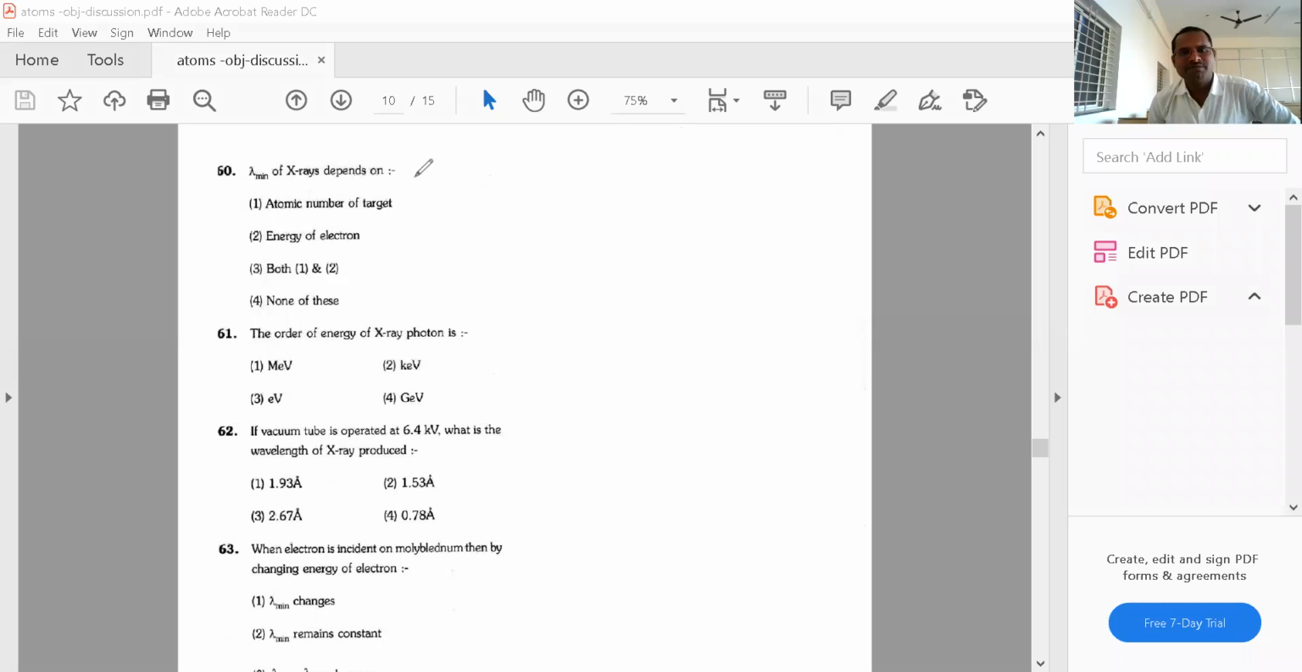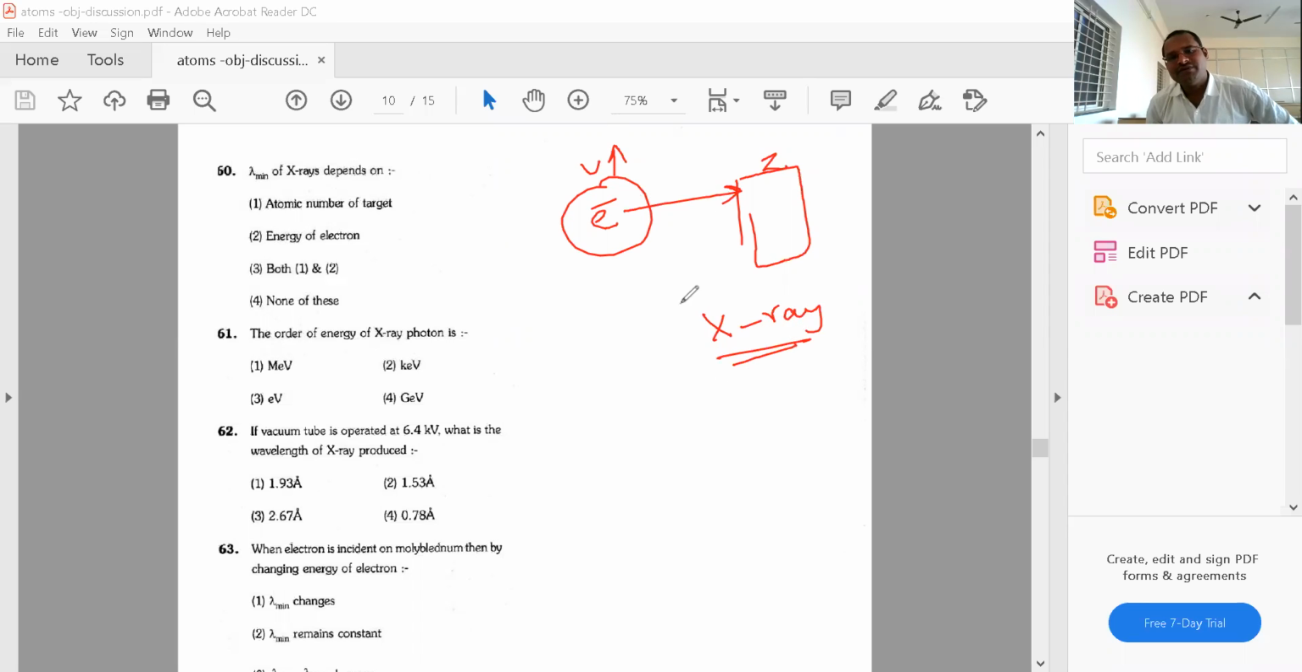Lambda minimum for X-ray depends upon. See here, one target element is there, of higher atomic number Z. When a fast moving electron, whose velocity is very large, hits this target, X-rays will be produced. So the wavelength of these X-rays depends upon the energy with which the electrons hit the target element. So energy of electron, option 2 is the right answer. Not on the atomic number of the target. It does not depend upon the atomic number of the target. It depends only on the energy of the electron alone.